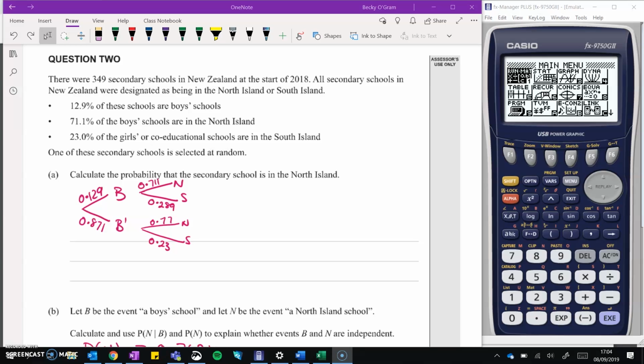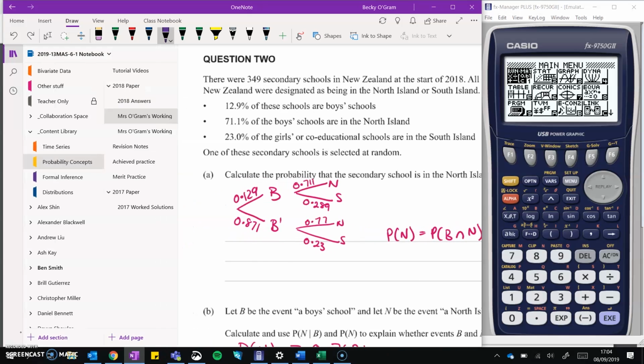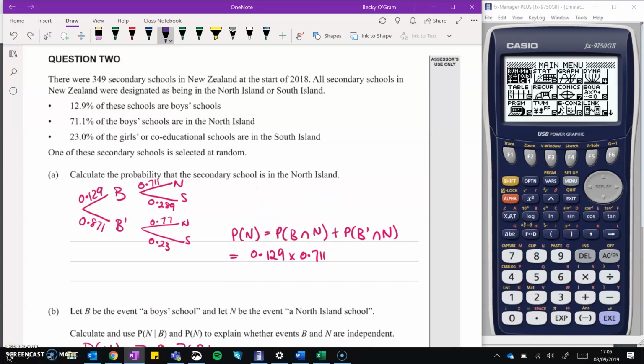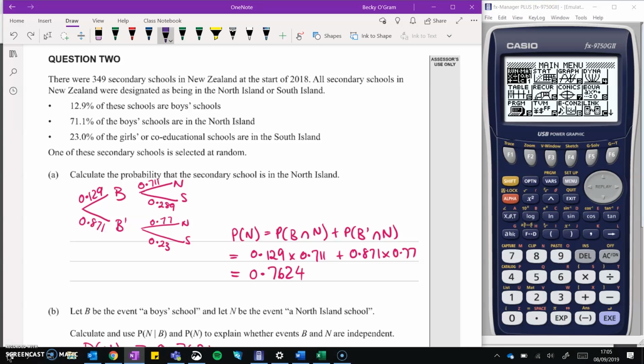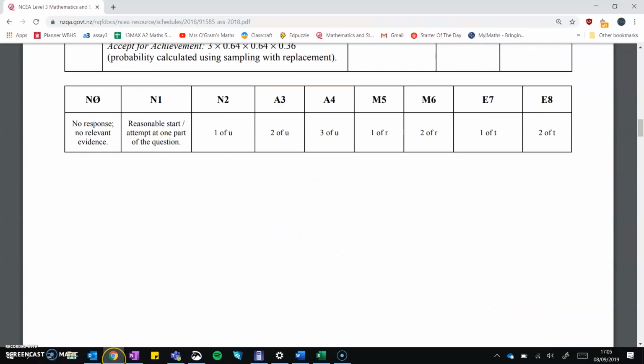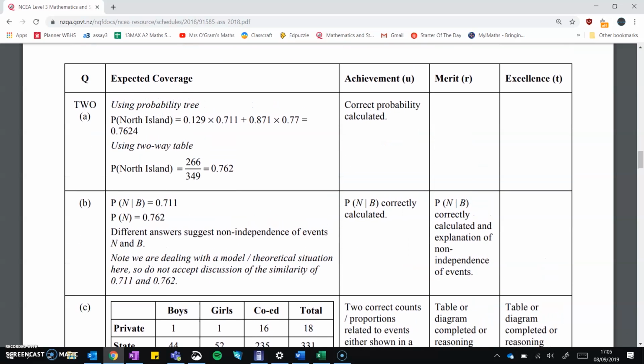All right, we want the probability that the school is on the North Island, so this is this top branch, or this branch here, so boys and North Island, or not boys and North Island. So we get the probability of being on the North Island as being those 2 added together. So we've got 0.129 times 0.711 for the top branch, and 0.871 times 0.77 for the bottom of those 2 branches, and add them together for 0.7624. We'll take a look over at the marking schedule. Here we go, 0.762, and that's a U mark.